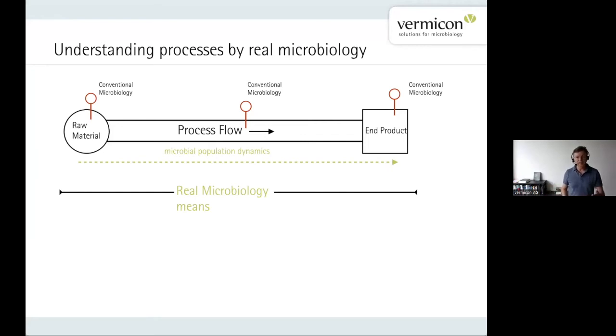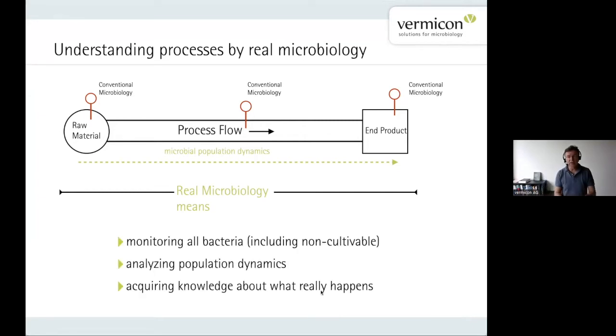But of course, they always have problems. There are always problems in the process flow with the raw material, and with the direct method, it's possible to have a direct look. And applying real microbiology in this process means monitoring all bacteria, analyzing the population dynamics, and acquiring knowledge about what really happens, not just about the 1, 2, 3, 4 bacteria which can be cultivated.